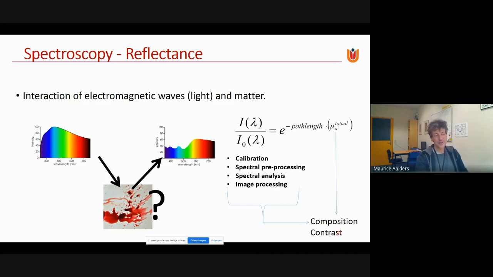You have to do some spectral pre-processing to correct for differences in distances to the object. If a camera measures on an angled or curved object, for instance, the distance to the object is different, and also the angle at which the light escapes and reaches the detector is different. You have to do some spectral analysis, of course, maybe to decompose the spectrum in all its contributing components. And you have to do some image processing to present your end result to the user.